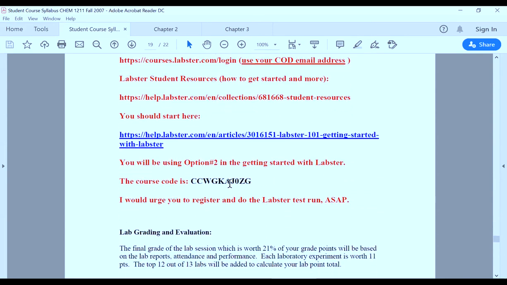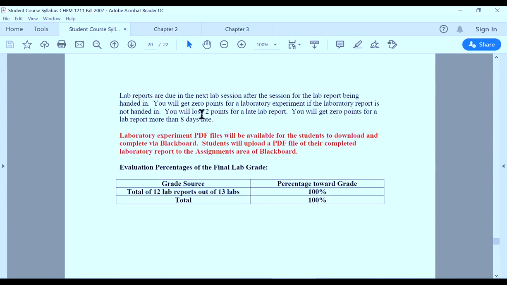Here's our course code. Important thing: lab reports are due the next lab session after the session where the lab is done. So for this Thursday's lab, you'll have until next Tuesday, the next lab period, to hand it in. I have it set up so that later today I'll post the labs you can download, which I'll talk about on Thursday, and you'll have until next Tuesday to upload it. I have to look at some of the Labster labs to see how I'm going to do it, but for most of our labs, that's how you'll do it.